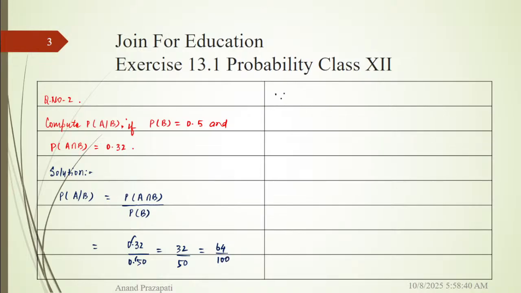Therefore probability of A by B equal to 0.64. So this one will be the answer of this question. Hope there is no problem to understand the solution of this question. Let's see question number 3. In question number 3 we have 3 questions.